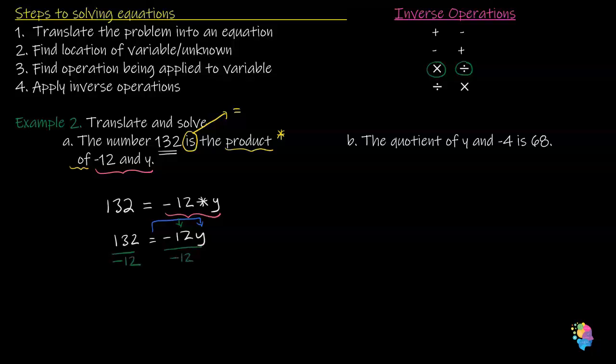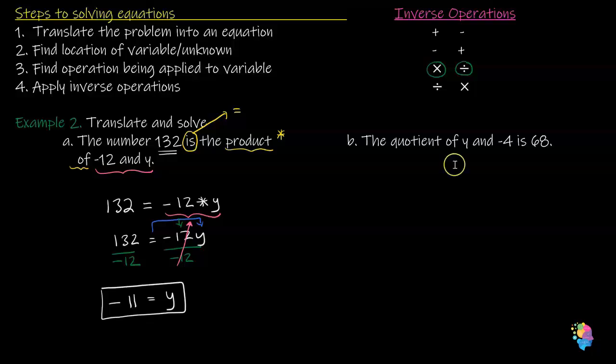From left to right, 132 divided by 12 is 11. Because they have different signs, the 132 is positive and the 12 is negative, the result will be negative. On the right side, negative 12 divided by negative 12 will divide to 1, leaving us with 1y or just y, making this our result.